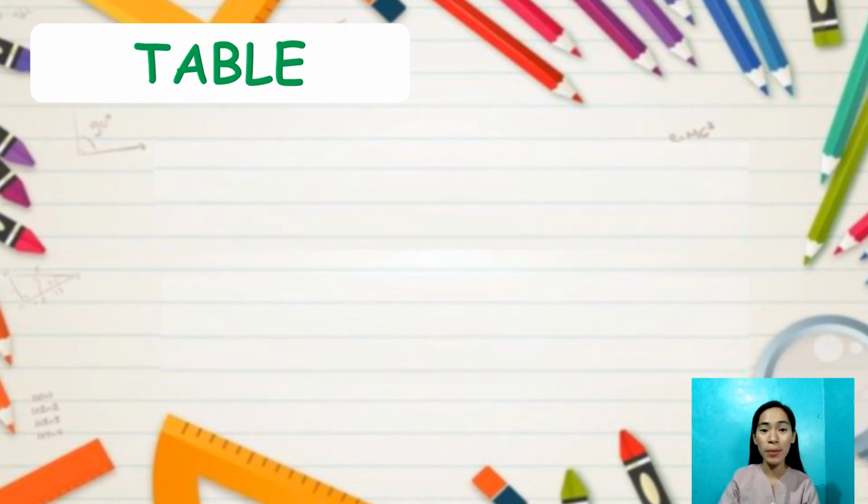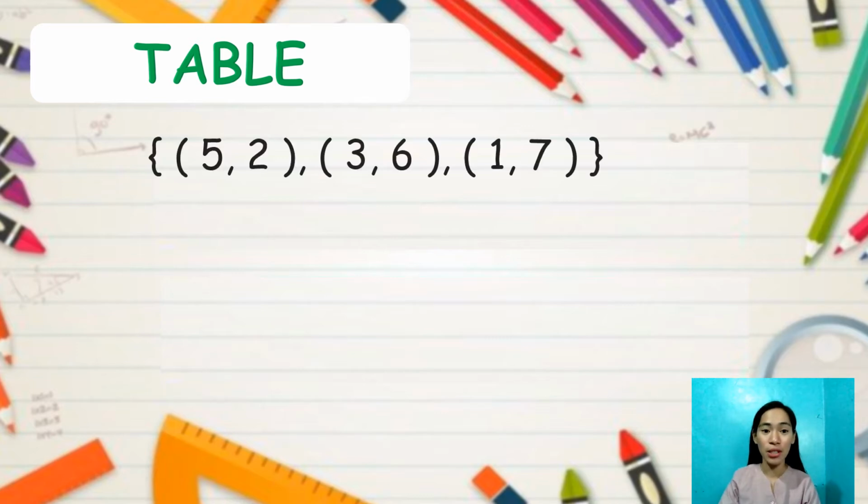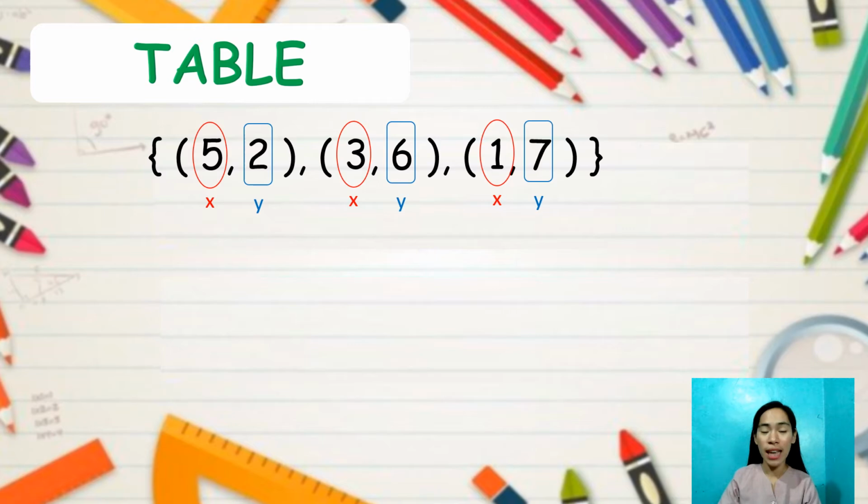Next, how about we represent a relation using a table? Like mapping, let us first identify the domain and range. In this example, the set contains the ordered pairs 5, 2, 3, 6, and 1, 7. First, let us find the domain. The domain are the x values. So 5, 3, and 1. Next is the range. 2, 6, and 7. Second step is we're going to create a two-column table that represents our domain and range.